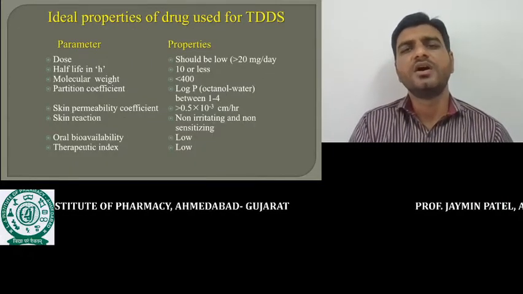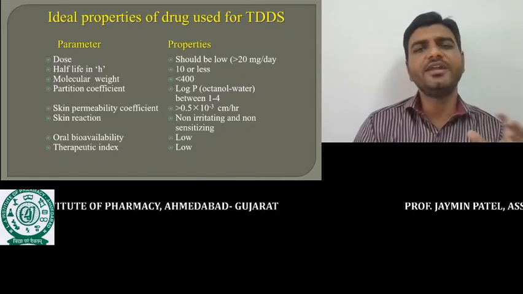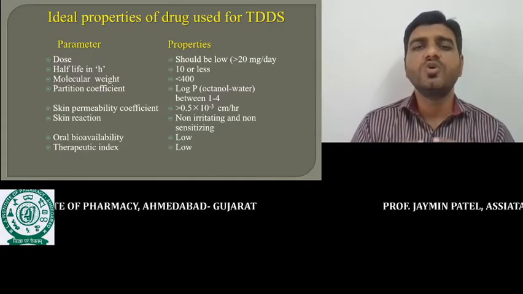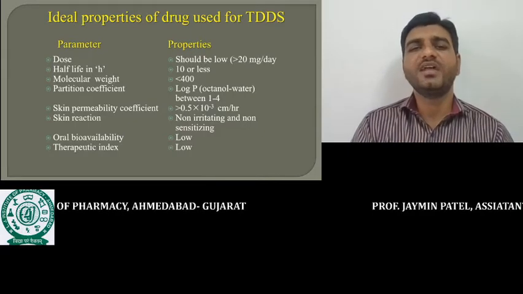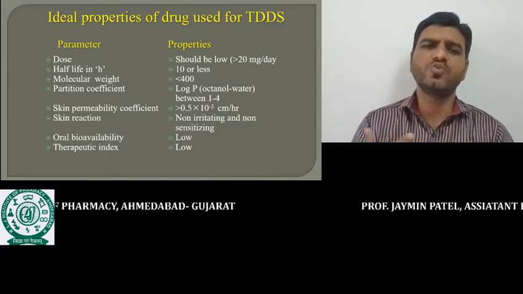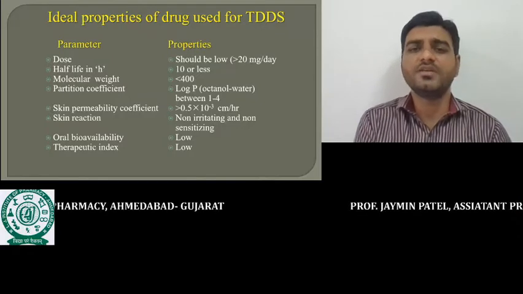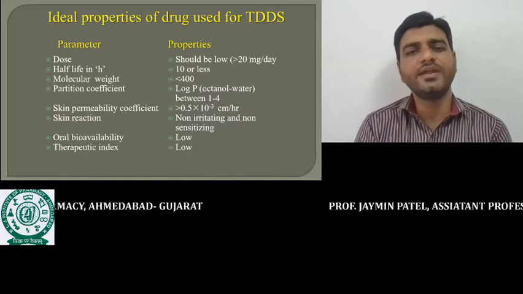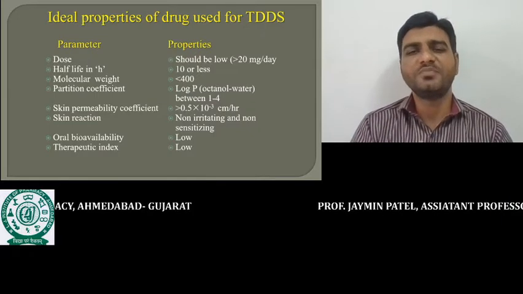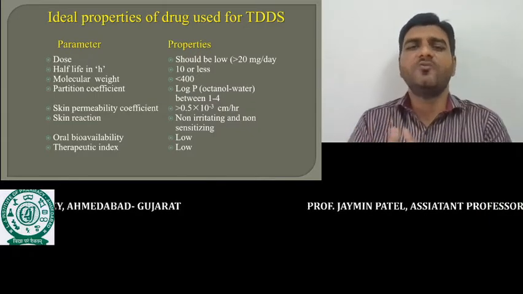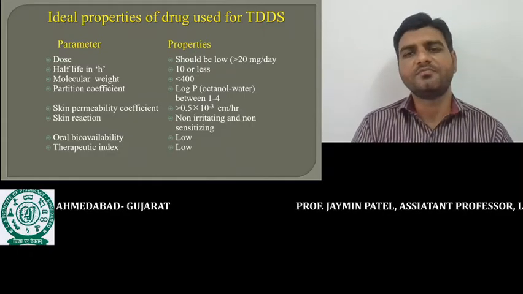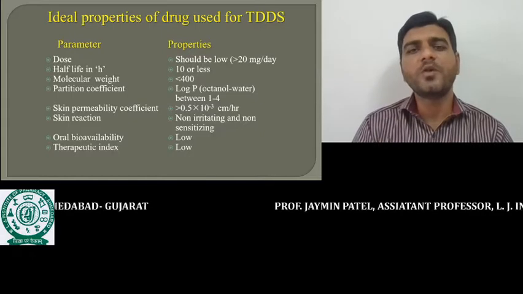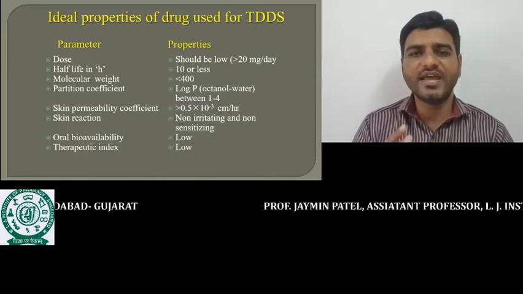Now, which type of drug should be considered an ideal candidate for formulating the transdermal drug delivery system? The dose of the drug should be less than 20 mg. If the dose of the drug is too high, around 500 mg, then this type of drug is not a suitable candidate for formulating the TDDS. At most we can move up to 50 mg, but the ideal quantity should be less than 20 mg. Half life of the drug should be less than 10 hours.